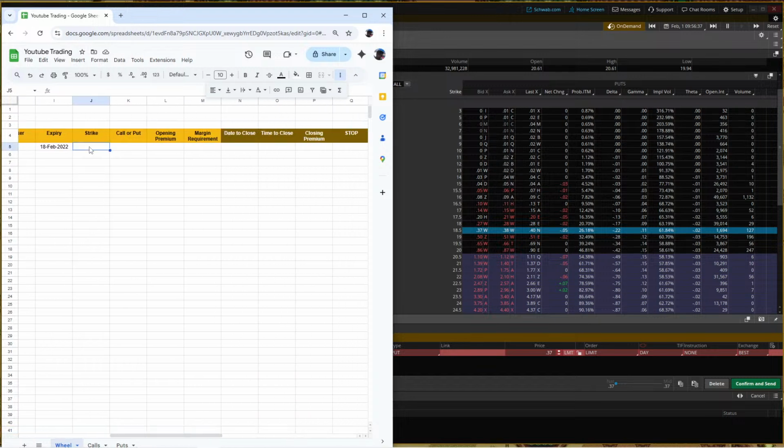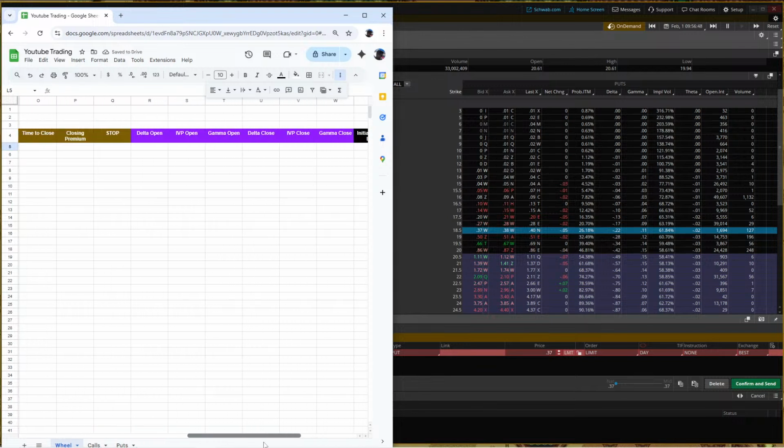Alright. The strike I'm going with is the 18.5. These are going to be puts. The opening premium I'm going to leave for a second, and I'm going to jump over here to my purples and fill these out. My delta at the open is going to be negative, since it's a put, 0.22. My implied volatility is going to be 62%. My gamma at the open is going to be 11. And then I don't have that.